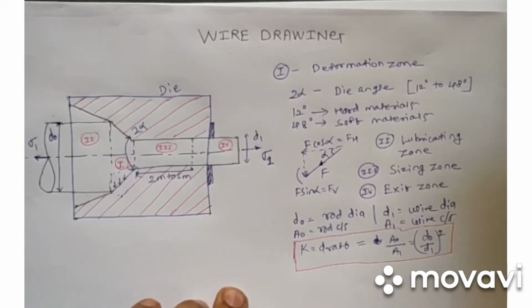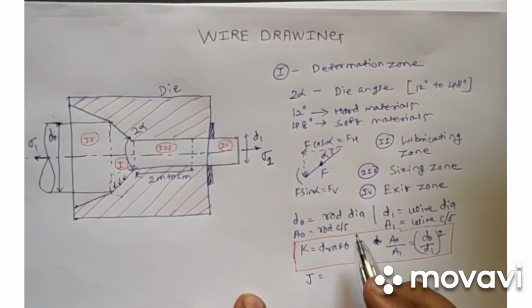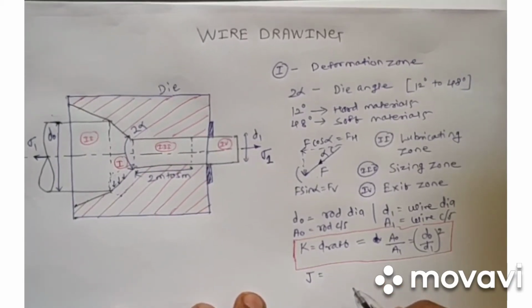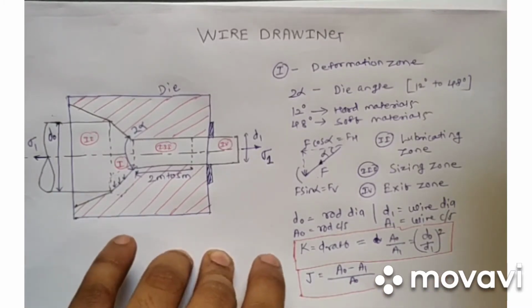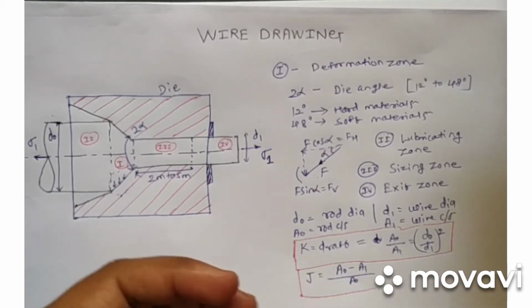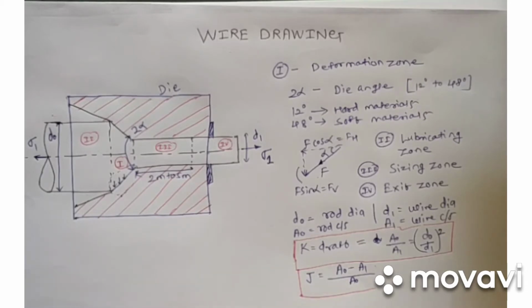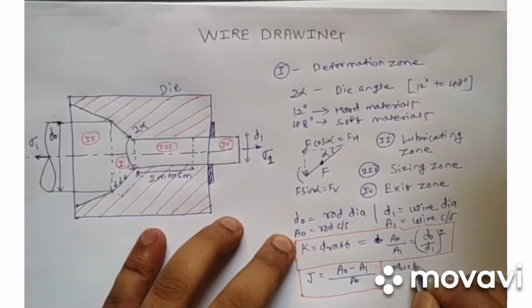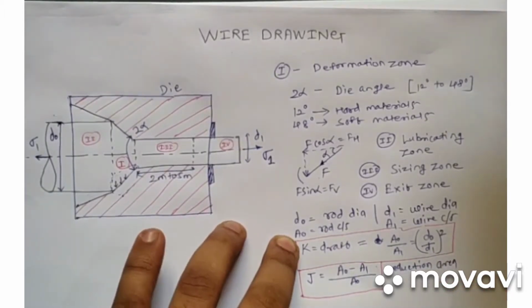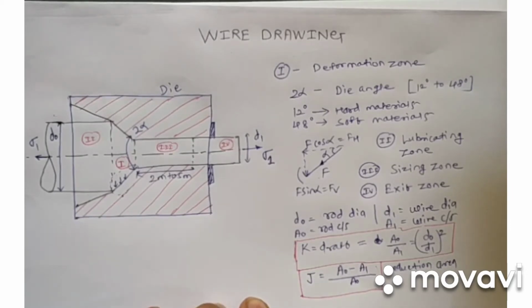Then there is another term which is called percentage reduction in area, because the area is getting reduced. So let's consider it as J, and that is the reduction. A0 will be larger, A1 will be smaller, and again divided by A0. That will be my percentage reduction. If you multiply it by 100, we will get a percentage, otherwise we will get a value in fraction. So that is our reduction in area, the percentage reduction.